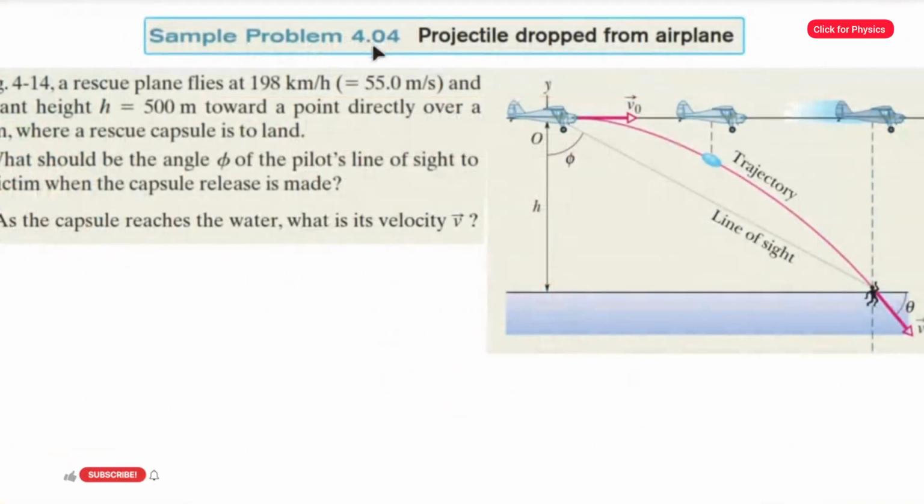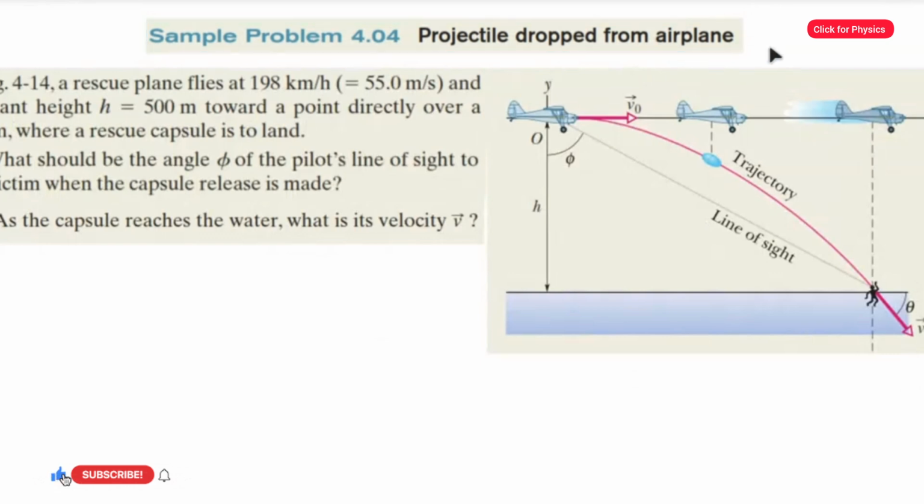Sample problem 4.04, a projectile dropped from an airplane. In the given figure, a rescue plane flies at 198 km per hour, which is equal to 55 meter per second, and constant height h equal to 500 meter toward a point directly over a victim where a rescue capsule is to land.